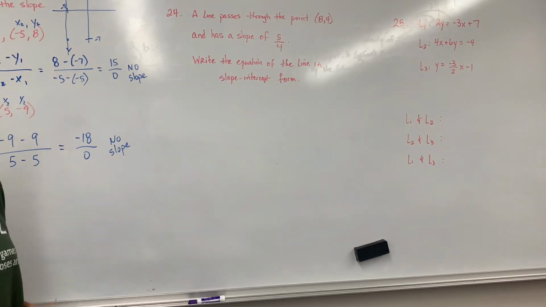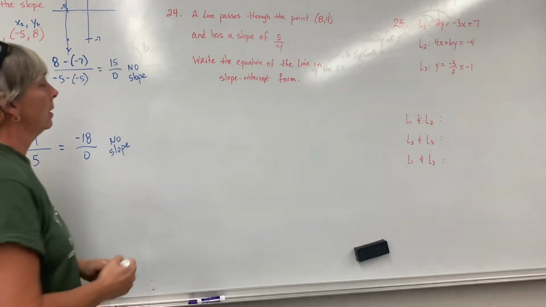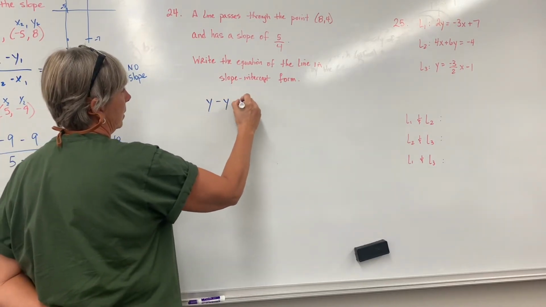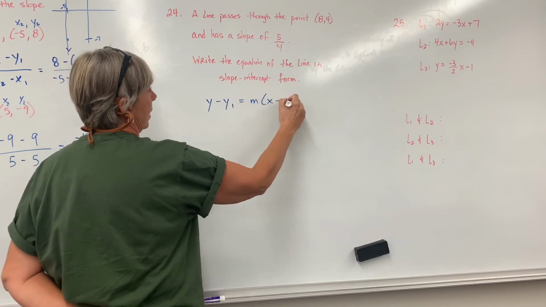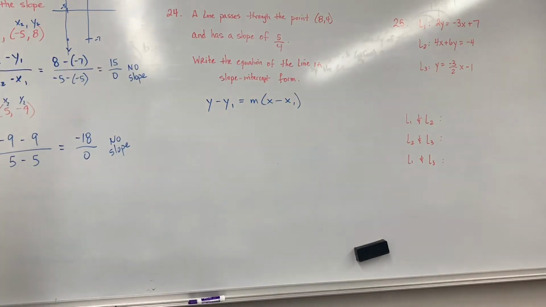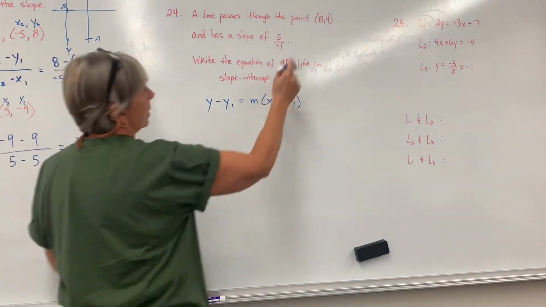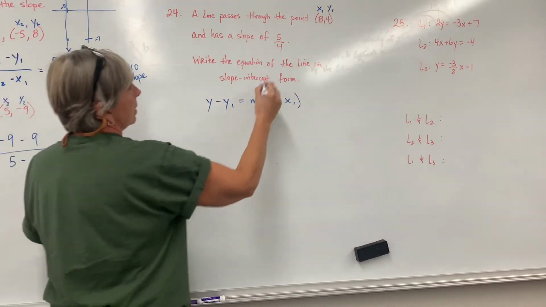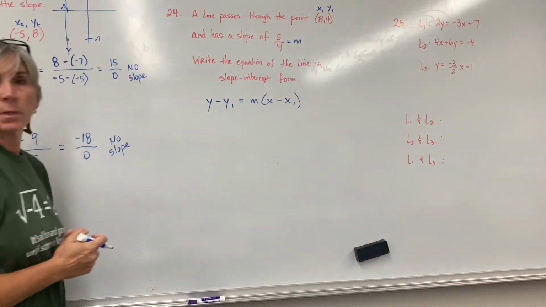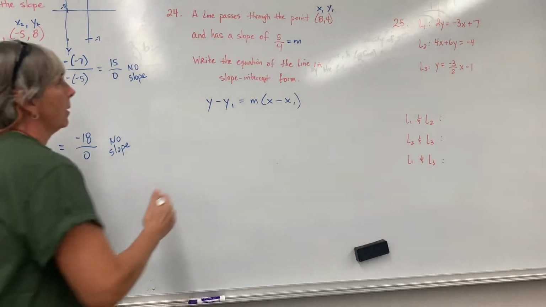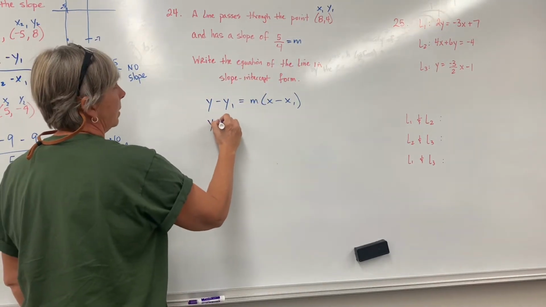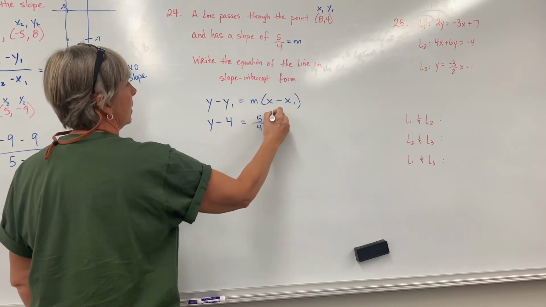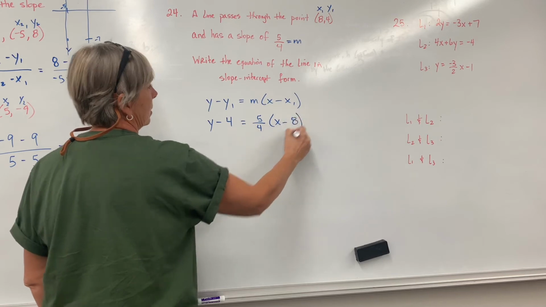So we have a formula that we can use to find the equation of a line, and it looks like this: y minus y1 equals m times x minus x1. The y1 and the x1 have to do with the point that they've given us, and then the slope is m, which they gave us as well. So I'm going to substitute my values in. So y minus y1, which is 4, equals 5/4 times x minus 8.